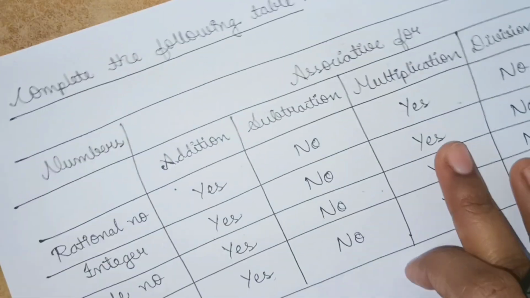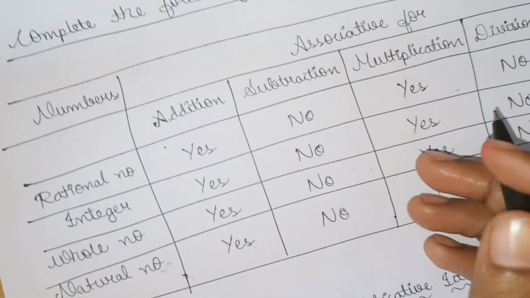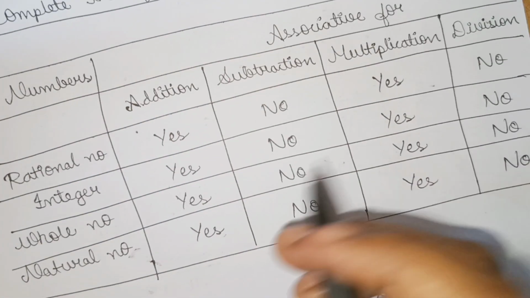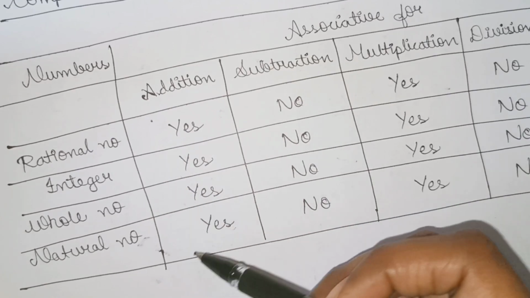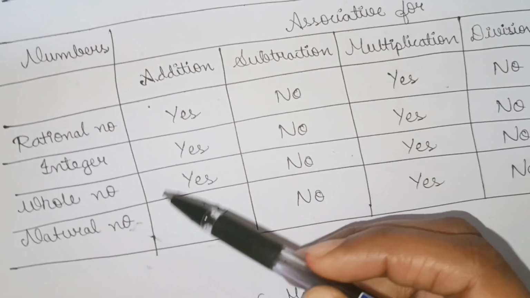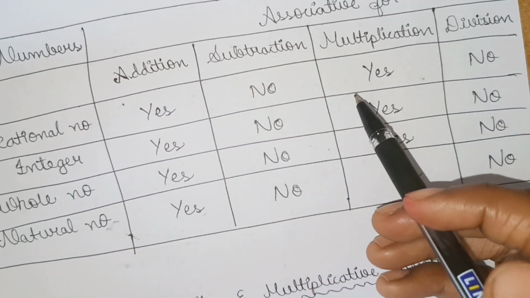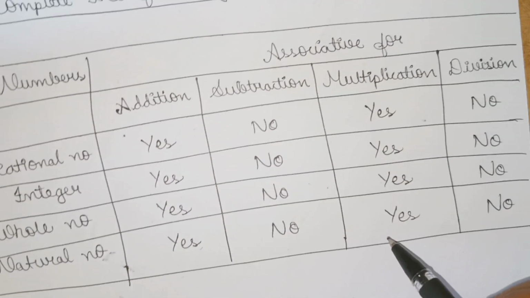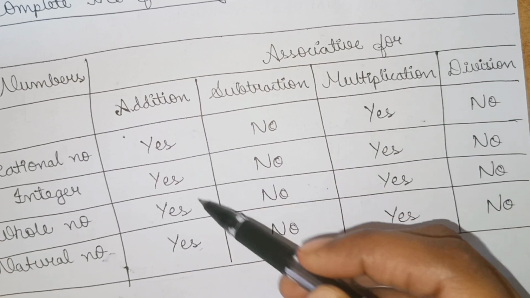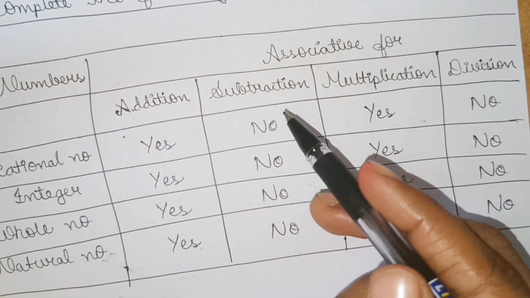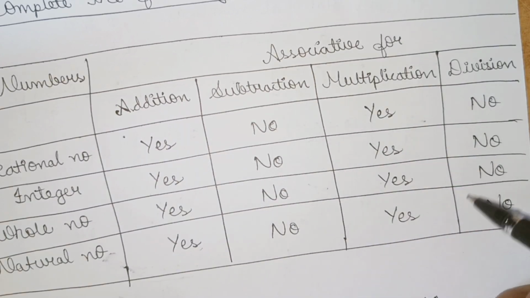So let's check the table once. The table for solving in the textbook. So we have got that in the rational numbers, integers, whole numbers, natural numbers, in all the four numbers, only addition and multiplication are associative and division and subtraction are not associative. So we can write yes to all addition and multiplication and no to all subtraction and division.